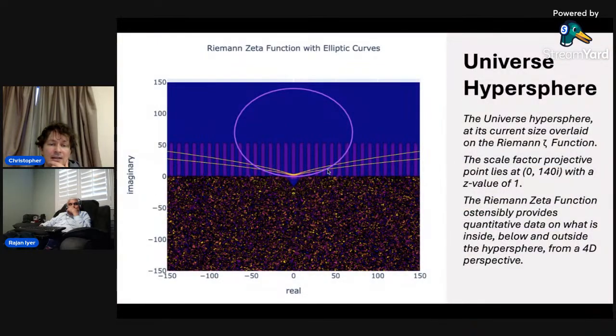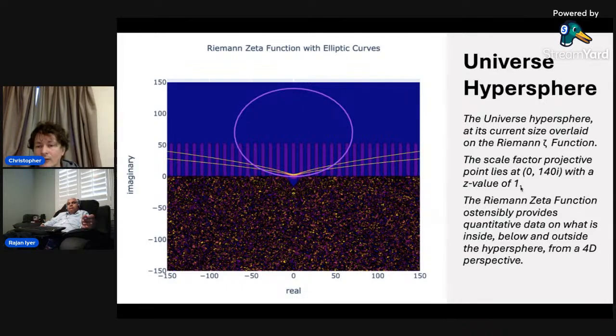So then if we scale the hyperspheric universe bubble by 70 and overlay it over the Riemann Zeta function, we see some interesting aspects that can be addressed later on. For instance, the projective point on the hypersphere would lie at 0, 140i, and it has a z value of 1. So that's kind of interesting. Therefore, if we were to extrapolate this into a 4-dimensional model, it would be 0, 140i, 0, 0, 1, which is those 4 coordinates.